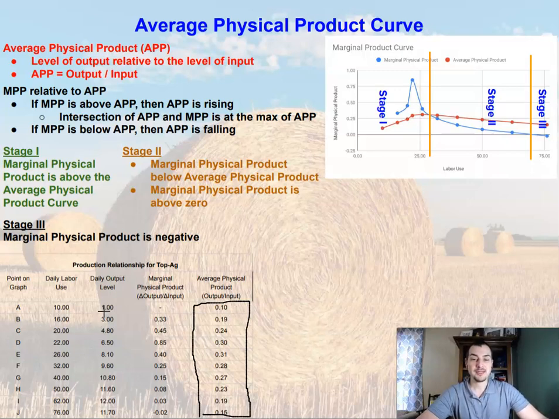And what I mean by that is, by using, say, 16 hours of labor, we can get 0.19 units accomplished per hour. And then if we increase to 20 hours of labor, we can actually produce 0.24 units per hour. Well, 0.24 is greater than 0.19. And actually 0.3 is greater than 0.24.